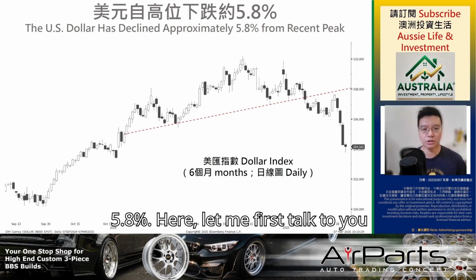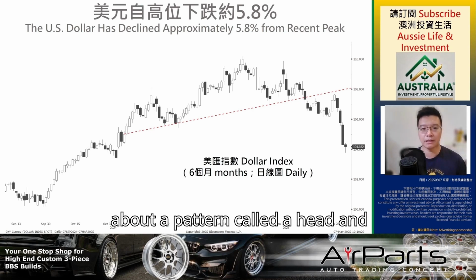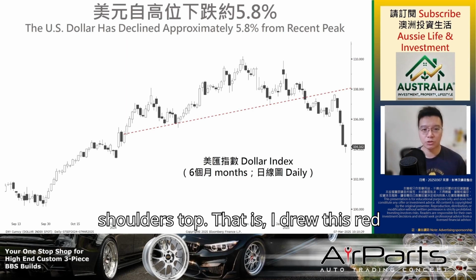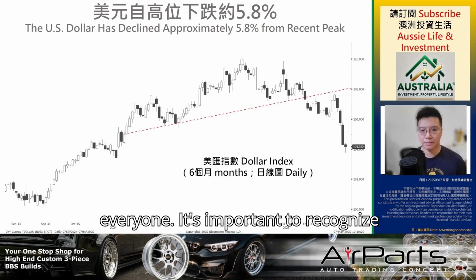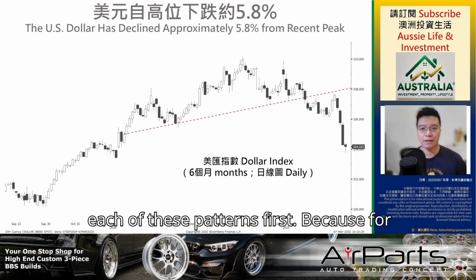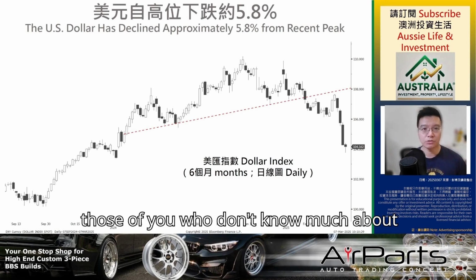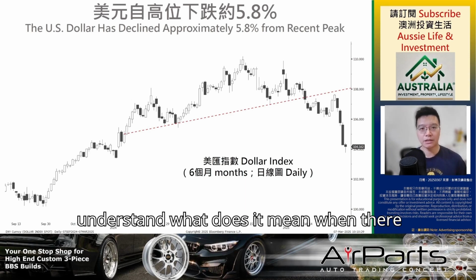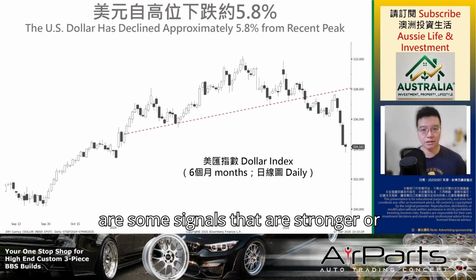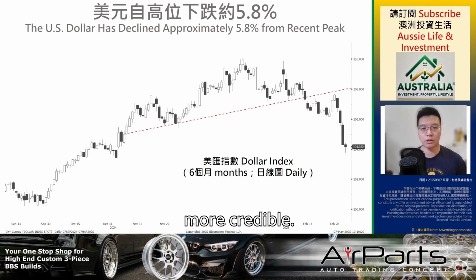Here, let me first talk to you about a pattern called a head and shoulders top. That is, I drew this red line, which is called the neckline, everyone. It's important to recognize each of these patterns first, because for those of you who don't know much about technical analysis, you need to understand what it means when there are some signals that are stronger or more credible.